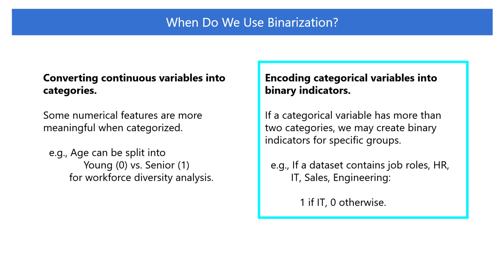The second is encoding categorical variables into binary indicators. If a categorical variable has more than two categories, we can create binary indicators for specific groups. For example, if a dataset contains job roles, HR, IT, sales, engineering, we can create a binary column for IT employees, 1 if IT, 0 otherwise. This transformation helps in simplifying models and making them more interpretable.